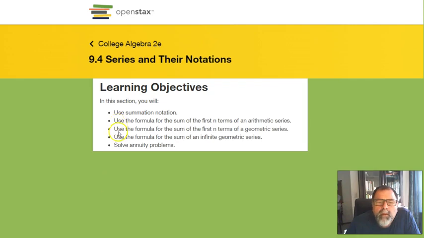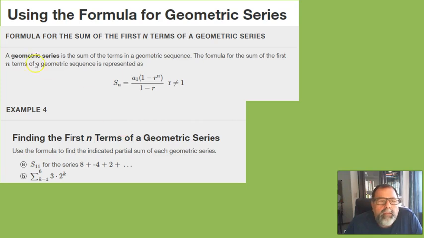Okay, on to the next learning objective. Use the formula for the sum of the first n terms of a geometric series. Here's the formula for a geometric series, the sum of the terms of a geometric sequence. The formula for the sum of the first n terms of a geometric sequence is S sub n equals A sub 1, the first term, times parentheses 1 minus r to the n, all over 1 minus r, provided r is not 1.